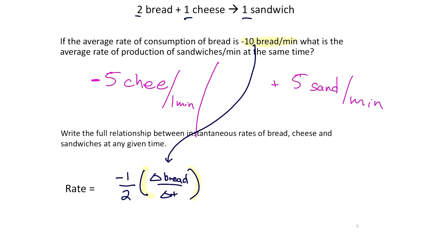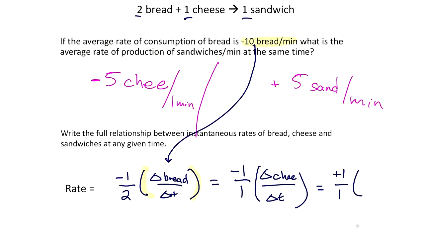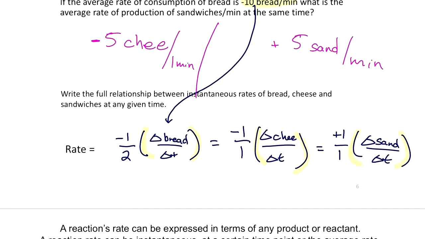And we can set that equal to the rate of change of cheese. So negative, because it's a reactant, 1/1, change in concentration of cheese over time. And then the last one, now we can finally use the positive sign, positive 1/1 times change in concentration of sandwiches over time. And so these 3 numbers we calculated, 10, 5, and 5, are what goes in these parentheses. We need those fractions there to make them all equivalent. So I'll show you what I mean.